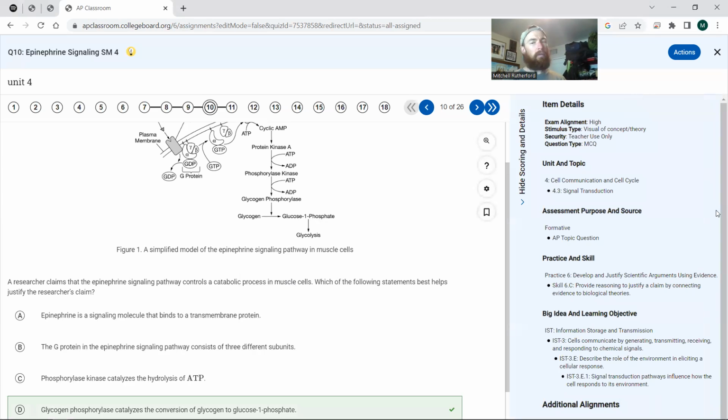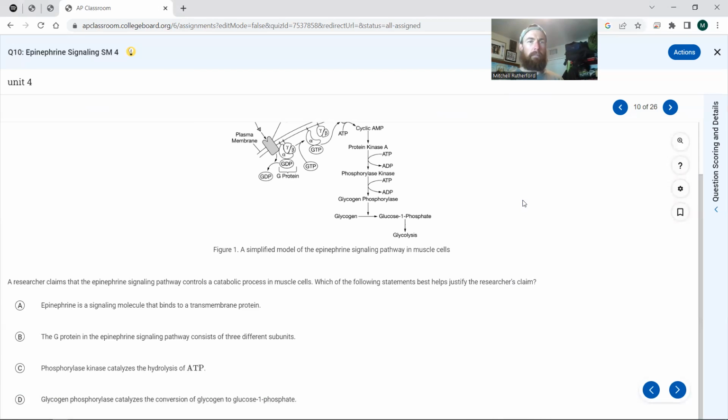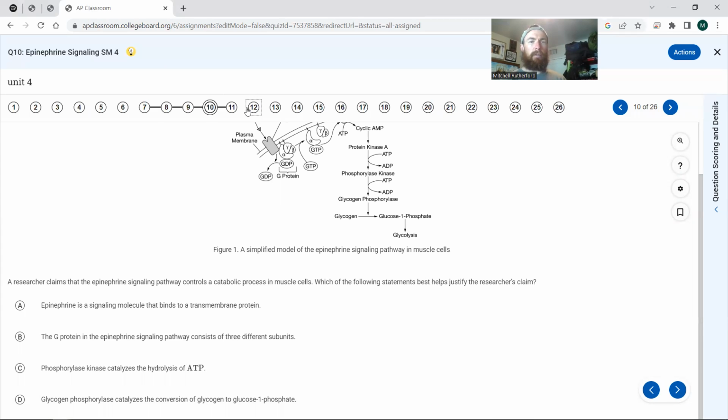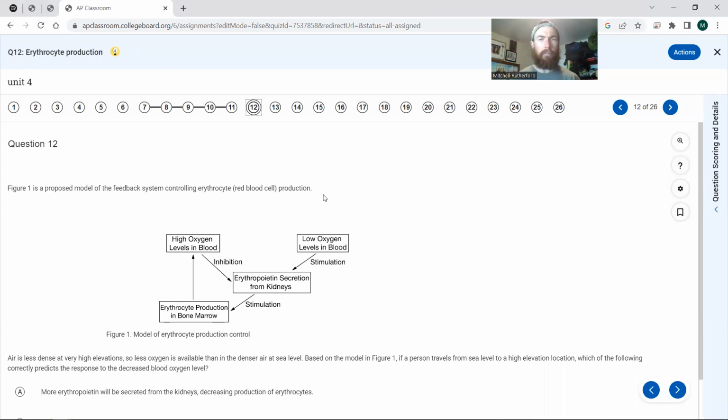support the process. Good, cool. Okay, nailed it. All right, now we're on to number 12. Oh, cool, another signaling pathway, significantly easier.